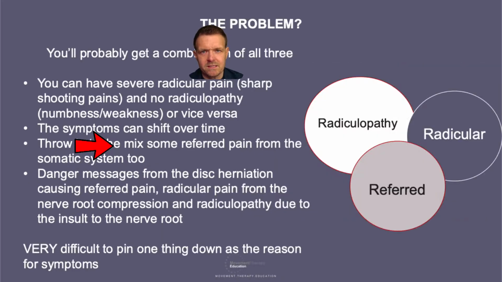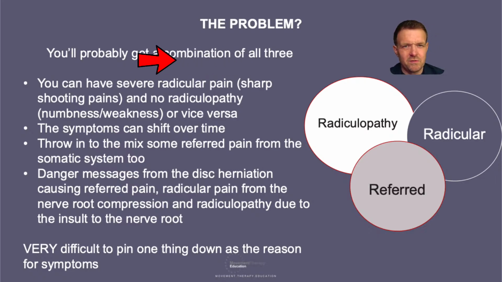The only problem is we haven't got a blooming clue what it is. And it's probably a combination of all three. You're not going to have, well, very rarely going to have one without the other two. Yeah, so you can have severe radicular pain, so sharp shooting pains, and no radiculopathy.